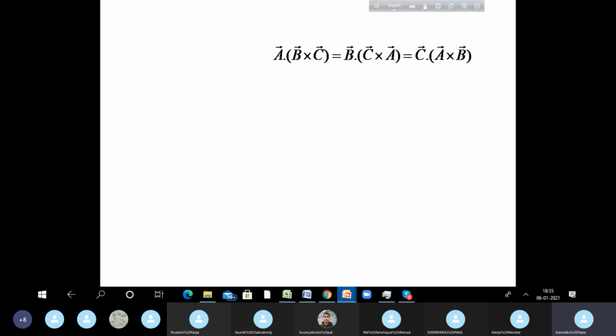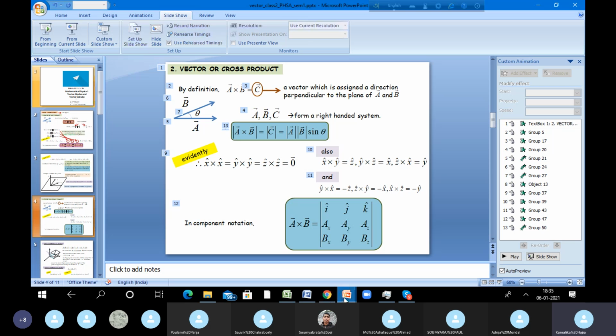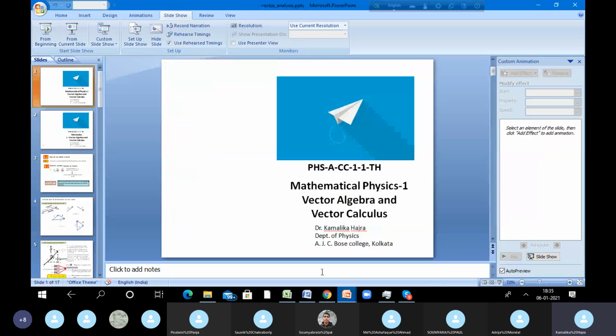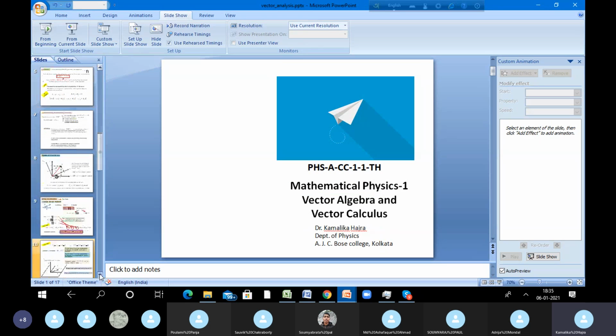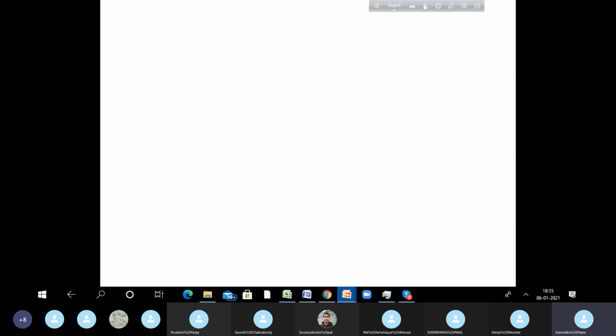Just a second. There should be another slide. Just a second. I have missed one slide. I skipped the slide on geometrical interpretation of cross product. I discussed about, sorry.